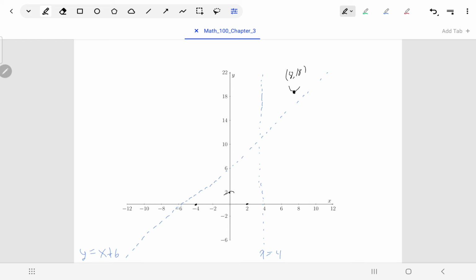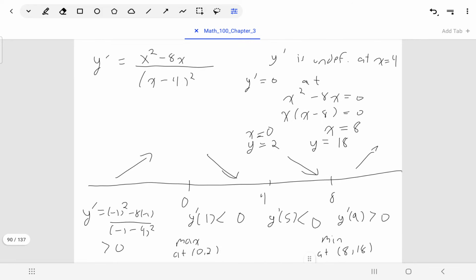I kind of already have enough information to fill in the rest of the graph, but I want to be confident that I'm not missing any points of inflection or anything else that might be going on. Of course, there could be points of inflection on this graph. Maybe there are, maybe there aren't. So let's take a look at now our second derivative.